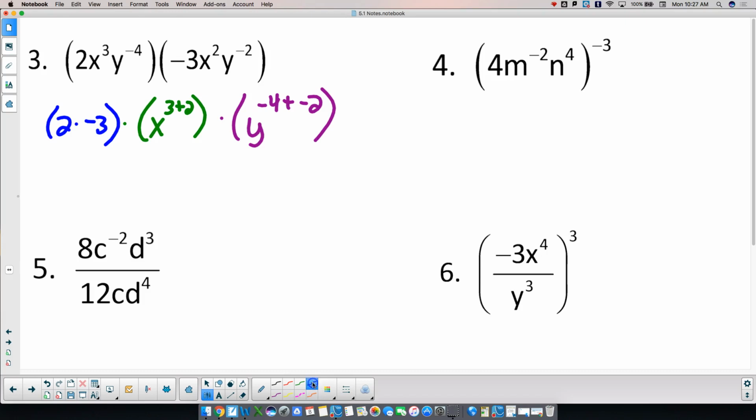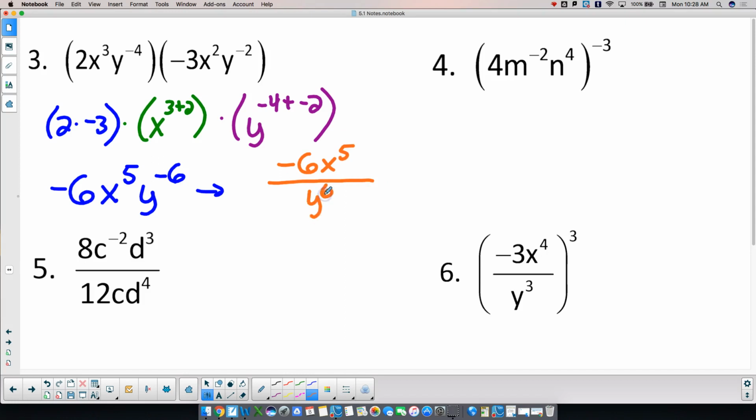So that's going to be 2 times negative 3, which is negative 6. 3 plus 2 is 5. Negative 4 plus negative 2 is negative 6. So to me, my final answer would be negative 6x to the 5th all over y to the 6th power.